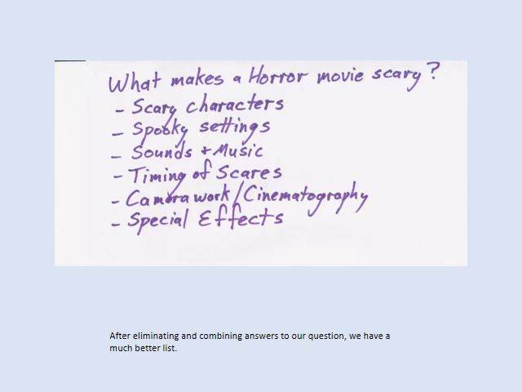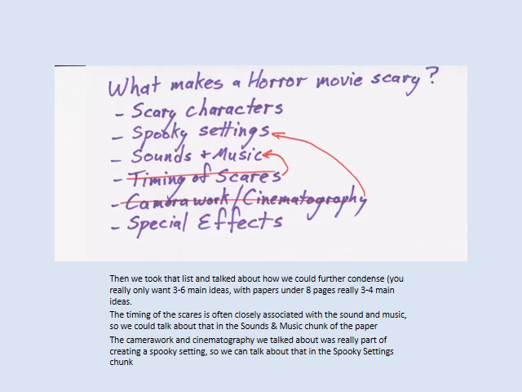So, what makes a horror movie scary? After we combine things, we have the scary characters, spooky settings, sound and music, timing of scares, camera work and cinematography, so we combine those, and special effects. Now, the timing of scares is really tied in a lot with the sound and the music. The camera work and the cinematography is really to establish that spooky setting. So we can talk about camera work and cinematography in the chunk of our essay where we talk about spooky settings.